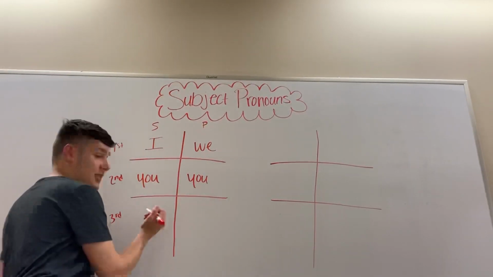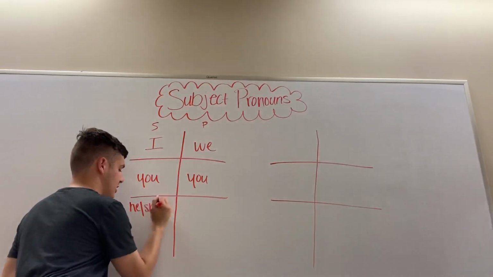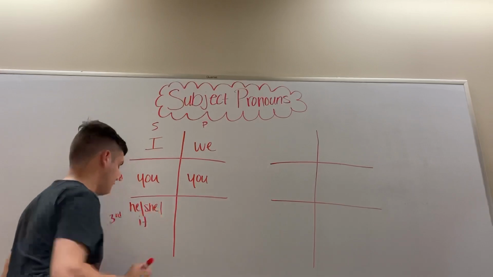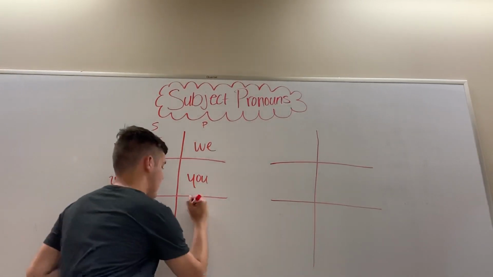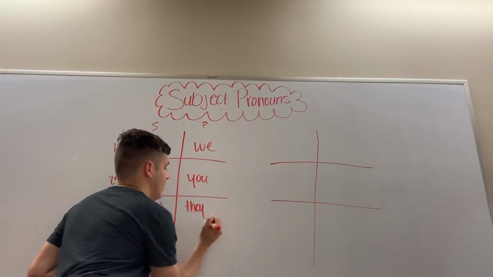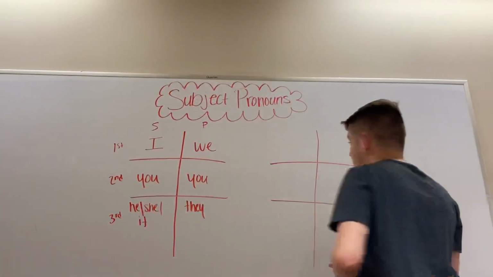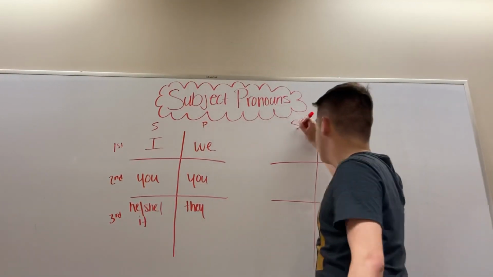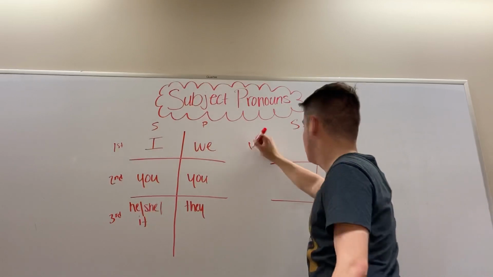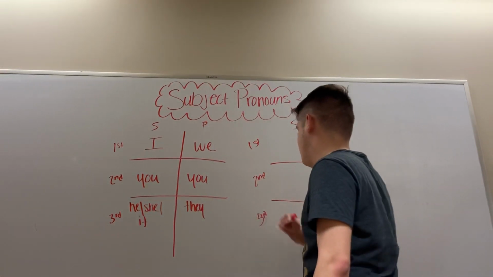In third person, we actually have three in English: he, she, and it. And then third person plural, we have they. So these are English pronouns and how they fit into this chart. So now I'm going to give you the Spanish subject pronouns, and this is the exact same chart. So you have singular, plural, first person, second person, and third person.